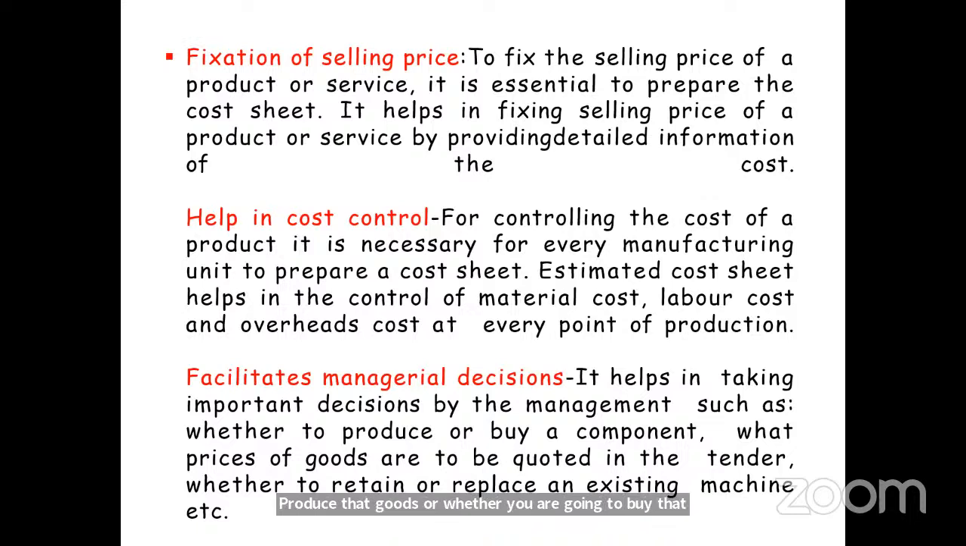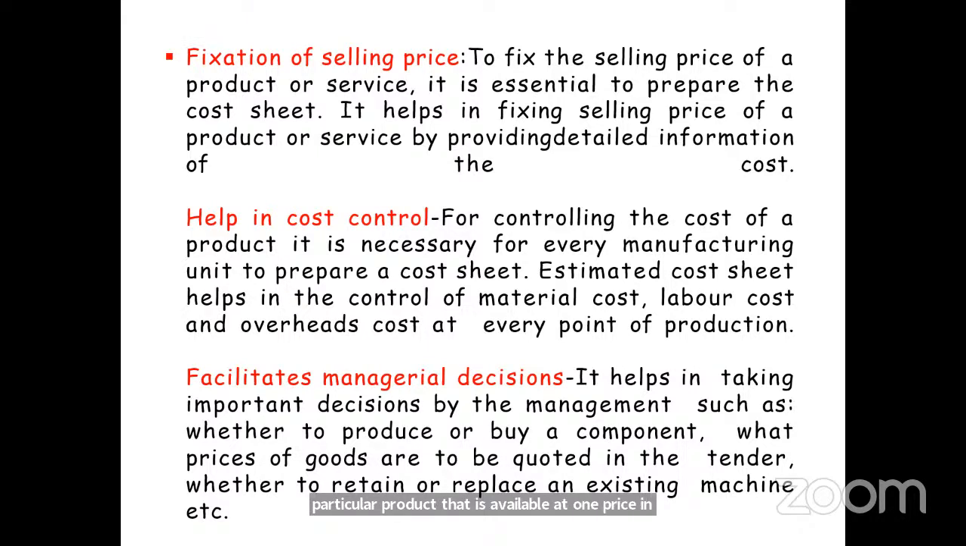If we are producing ourselves, then the unit cost is 10 rupees. If we are going to buy from the market, then the unit cost is 9 rupees. In that case, you have to decide whether you are going to produce or buy. Once you prepare this cost sheet, you can know the total cost, the cost of a particular product, and at what price that product is available in the market. On the basis of that, you can take the decision. So this is also a managerial decision.